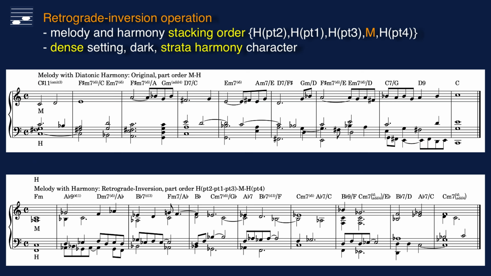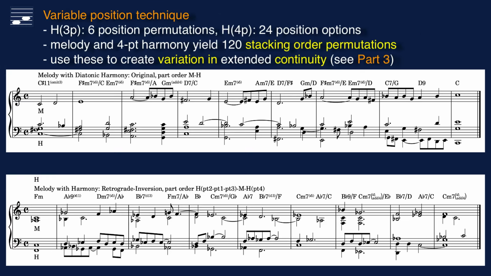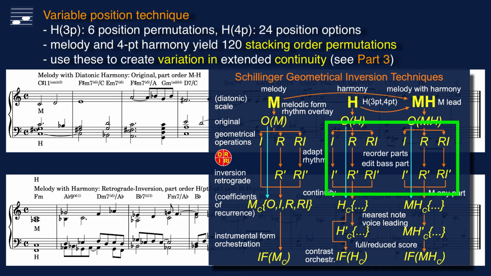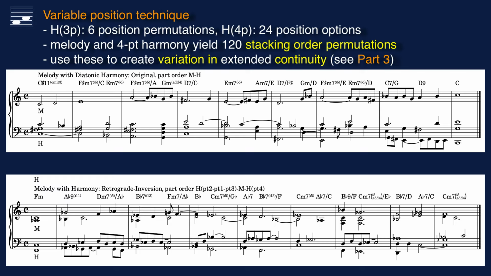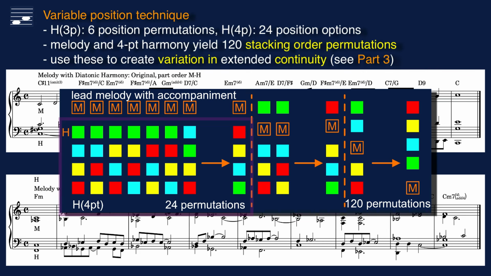We completed the set of 4 geometrical inversion variation operations on the combination of melody and harmony, while introducing the technique of variable positions, that is, the swapping and reordering of parts, yielding a new vertical stacking order. This also has variation potential, as we may use combinations of the 24 possible position permutations of the 4 harmony parts, shown here in diagram as colored rectangles.